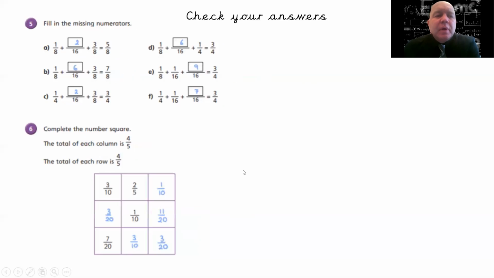Okay, so your answers. Missing number here is 2/16. B is 6/16. C is 2/16. D is 6/16. E is 9/16. And F is 7/16. For each of those, it's probably most straightforward to turn everything else into 16ths. You've got 8s and 4s, so they should turn into 16ths quite nicely. For question 6, your missing fractions, when simplified, are 1/10, 3/20, 11/20, 3/10, and 3/20.